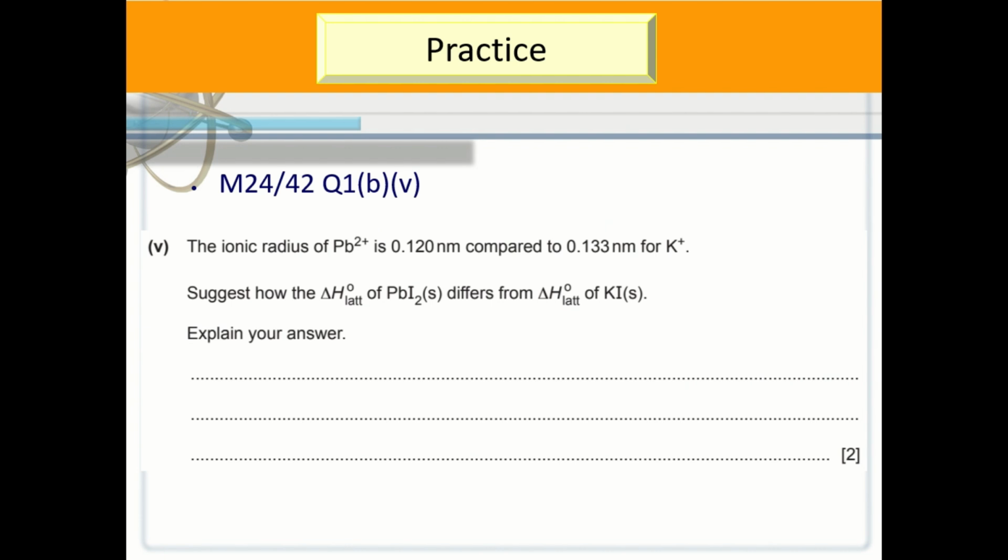We'll look at one last example on this type of question from a very recent paper, March 2024. Question says that the ionic radius of lead-2 ion is 0.120 nanometer compared to the 0.133 nanometer for potassium ion. We are given two compounds here, lead-2 iodide and potassium iodide. We will suggest how they are different and then explain our answer. Pause the video to try answering this question and then come back and check your answers.